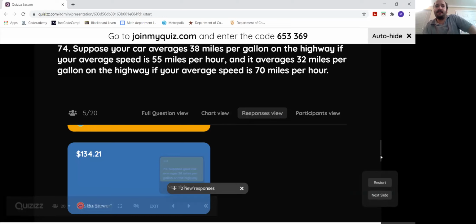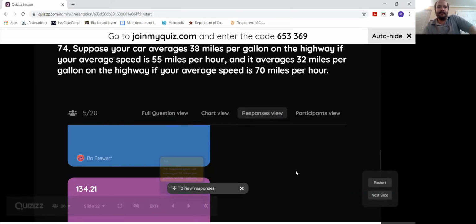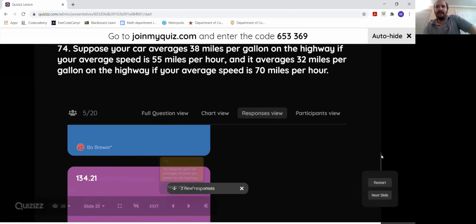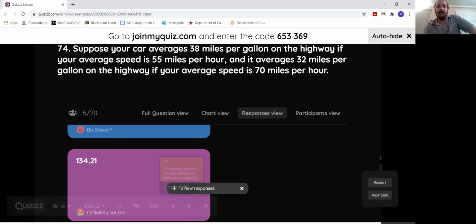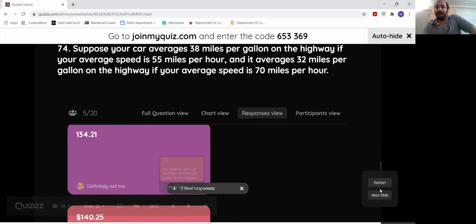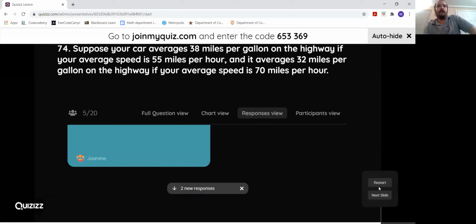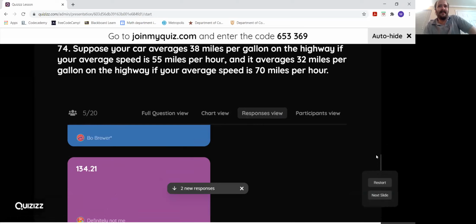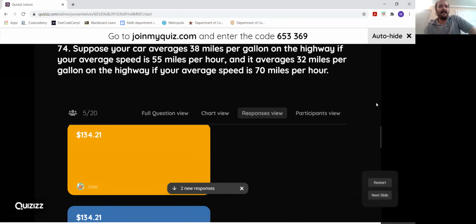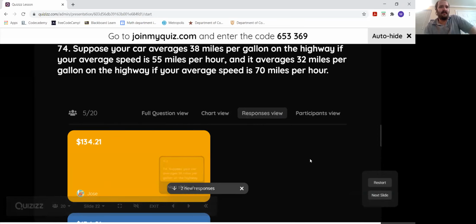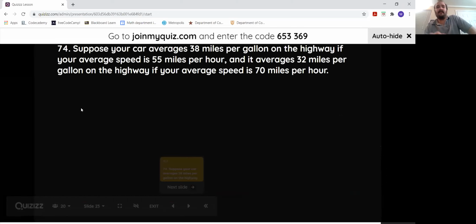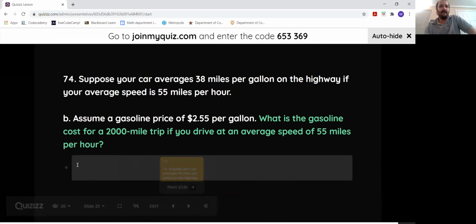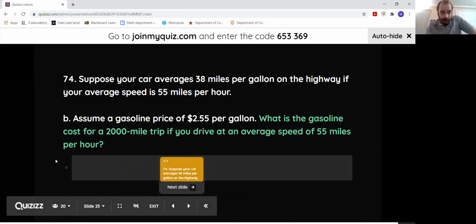134.21. It seems like some people are getting it. 134.21. That was probably me with the dollar sign in there. 140 seems close. I'm not sure what you are doing to get 140. I think maybe I might have used the other number, the 32 instead of the 38. Maybe, I'm not sure. I'm not seeing off the top of my head where that went. But hopefully when you look at this next slide, you can see where it's coming from.